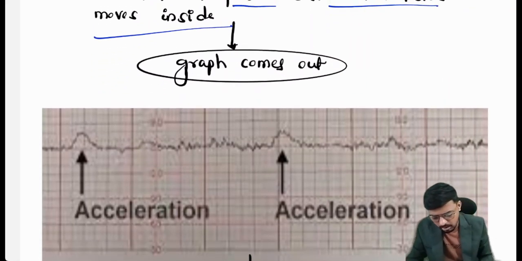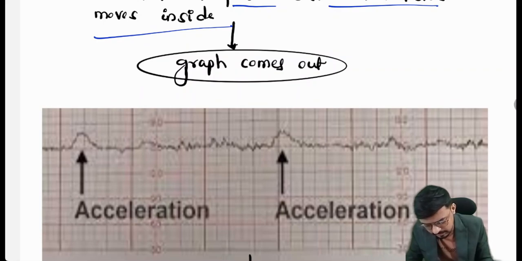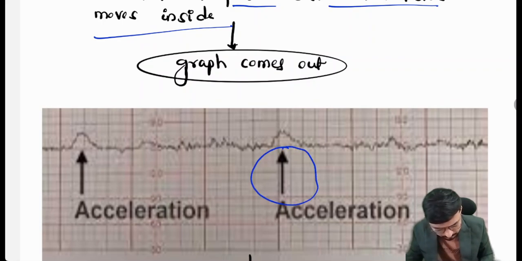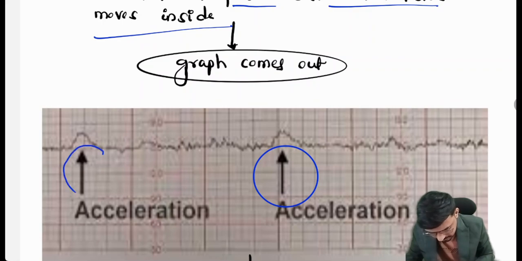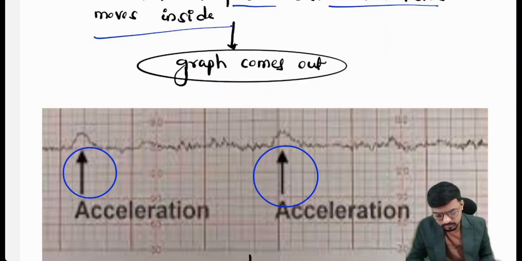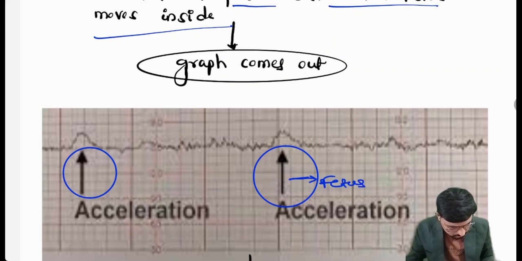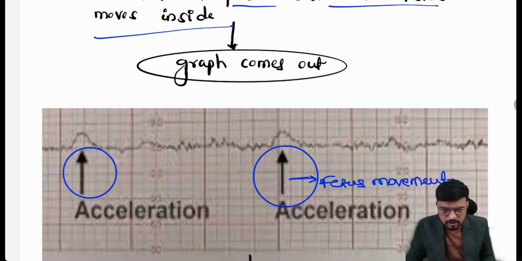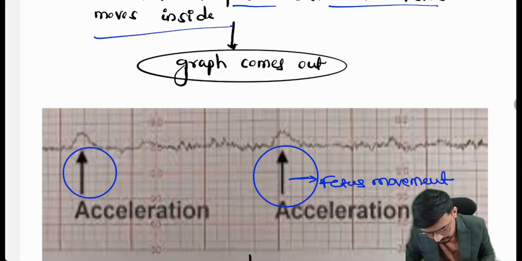At that time, on the graph it will produce an arrow like this. Are you able to see this arrow here? Yes. So when the fetus moves inside, if the mother presses the button at that time, it will produce this kind of arrow. So this indicates the mother has pressed the button along with the fetal movement. So this indicates the fetus movement.